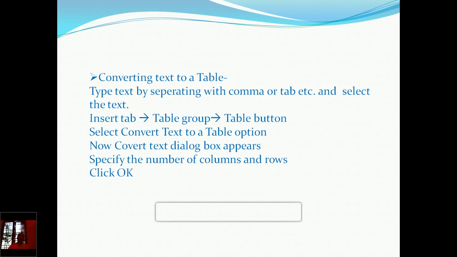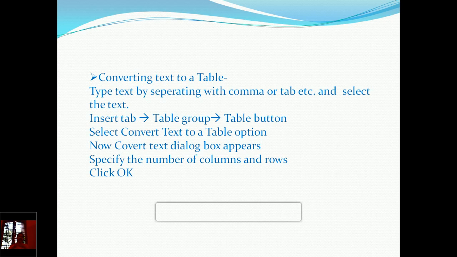Now the last one is converting text into a table. While we are entering data, we did not think of a table. Then once we have entered the data, we feel that it would have been better if a table had been there. Then what? Don't worry about this. We can convert our entered text into a table. The data must be separated with a comma, tab, or any other punctuators. Then that text we can convert into a table.